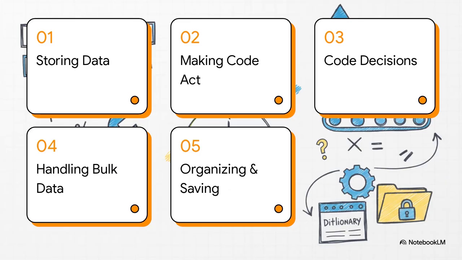All right, so here's our game plan. We're going to start with the absolute basics. How does a program remember even one single thing? From there, we'll see how it can act on that info, how it makes decisions, then how it can juggle huge amounts of data, and finally, how it saves everything. It's a really logical path from one tiny idea to a whole program.